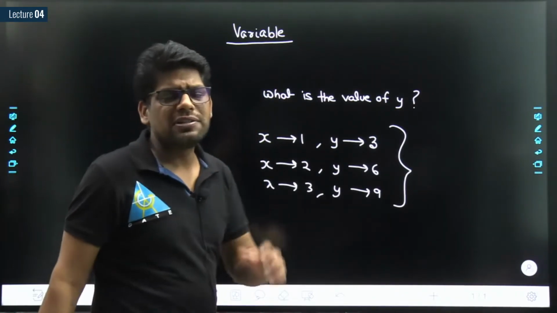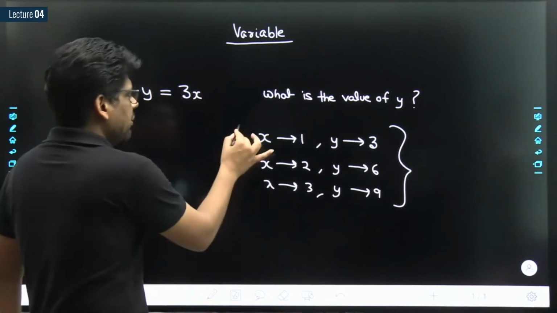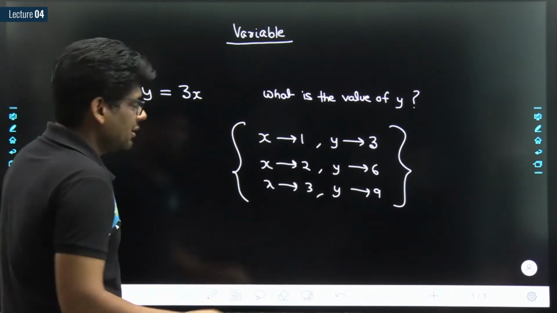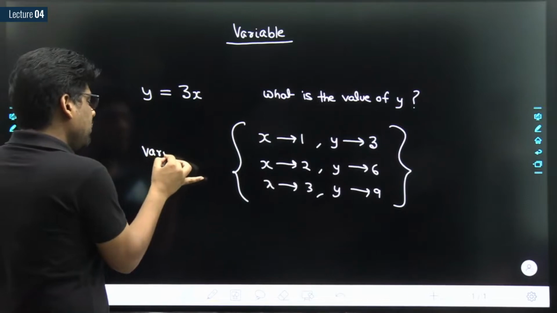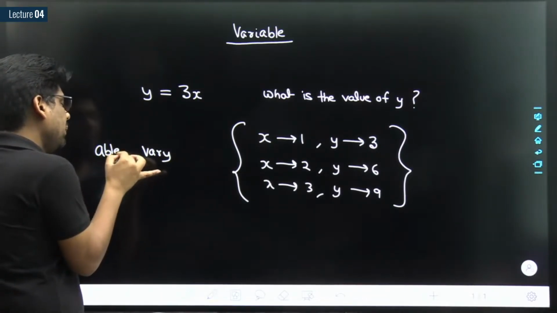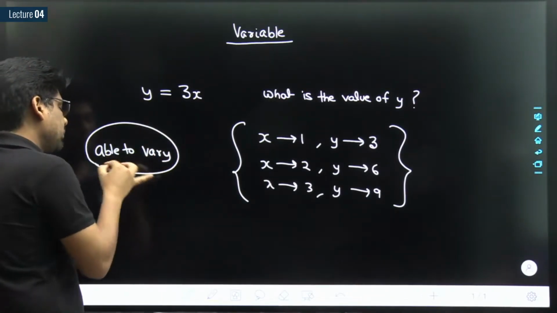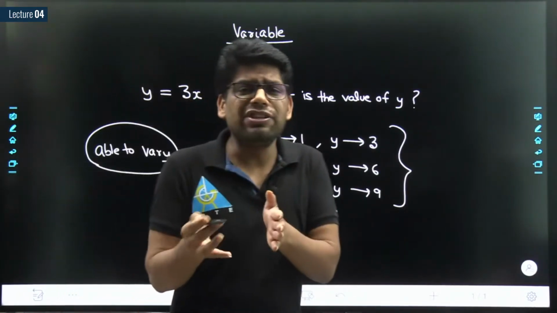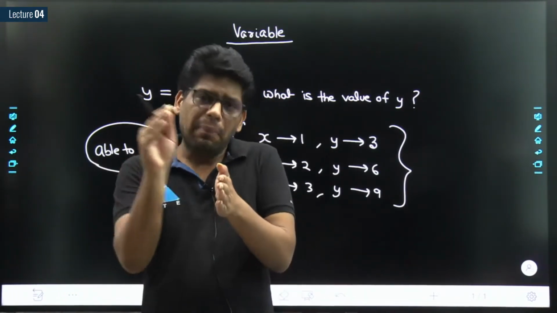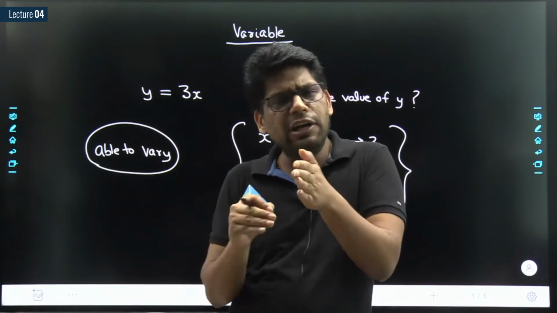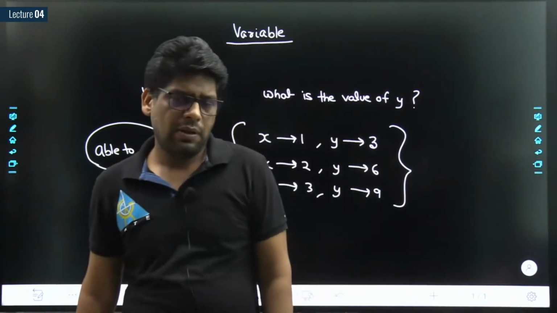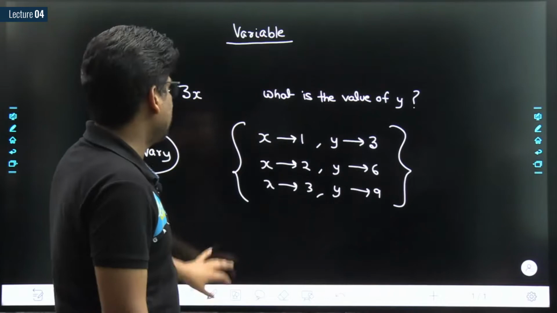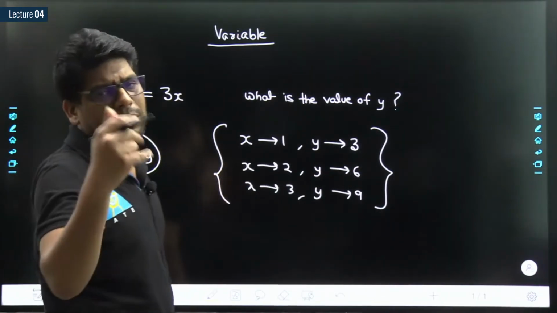That means, sir, what is a variable? A variable is something which is able to vary. That means whose value can change, that can have different value at different point of time. Let me take another example, just like in mathematics.